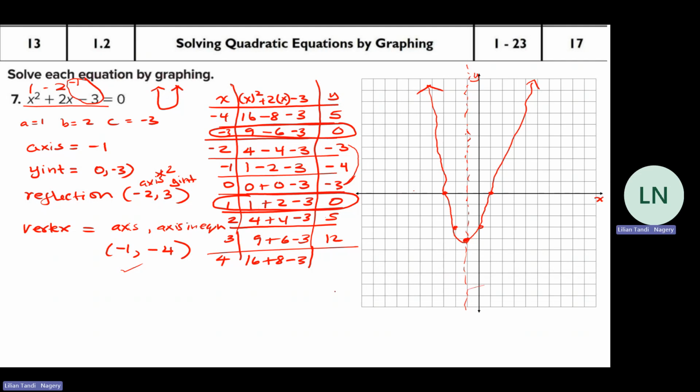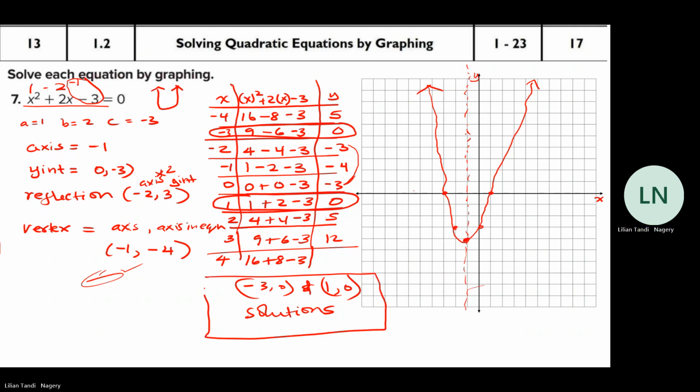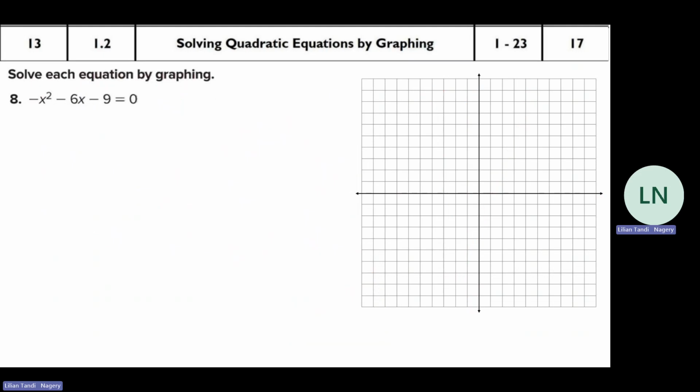So rewrite your solutions. So you'll be choosing either graphs or you'll be choosing solutions. So (-3, 0) and (1, 0). Solutions. Okay, let's move on.